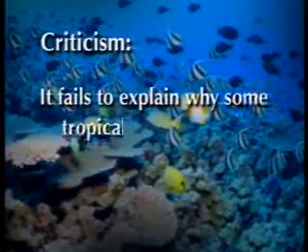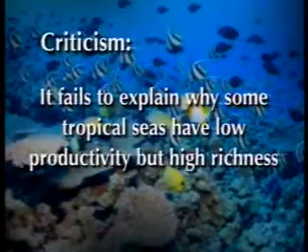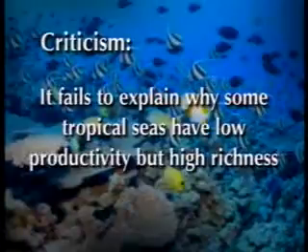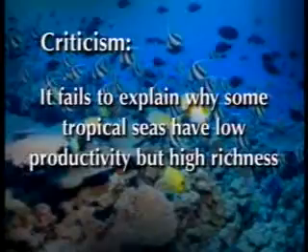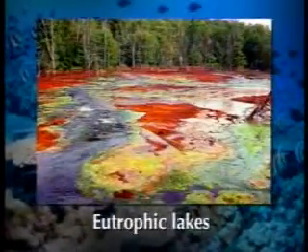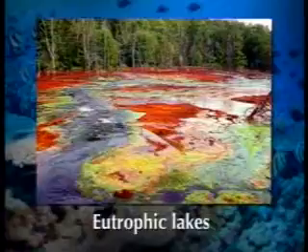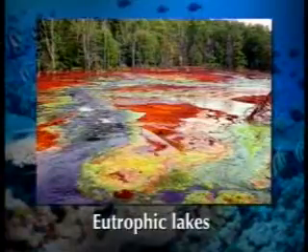So the main criticism of this theory is that it fails to explain why some tropical seas have low productivity but high richness. By contrast, eutrophic lakes, you must be knowing, have high productivity but low richness. And you must be knowing that eutrophication leads to a phenomenon that we call bloom formation. In bloom formation, it is just one species that makes best use of the nutrients available and proliferates at the cost of other species, thereby reducing the diversity.